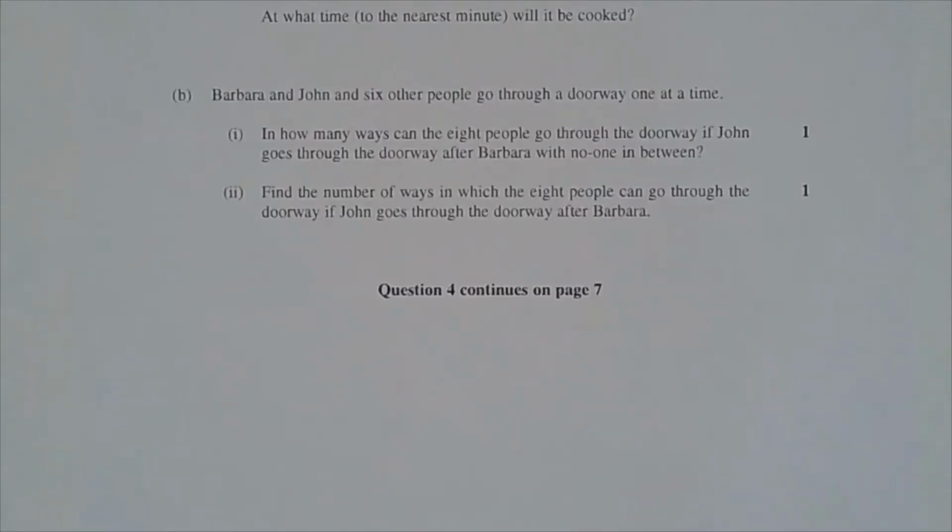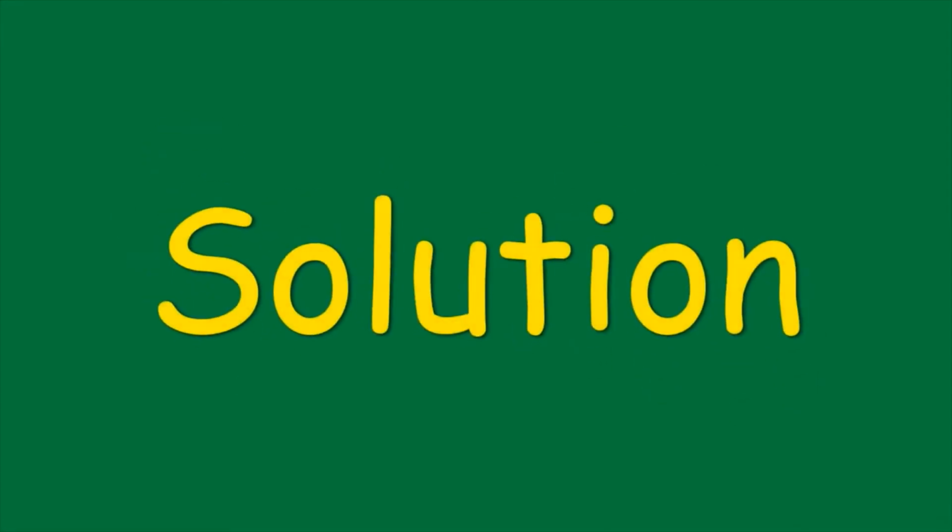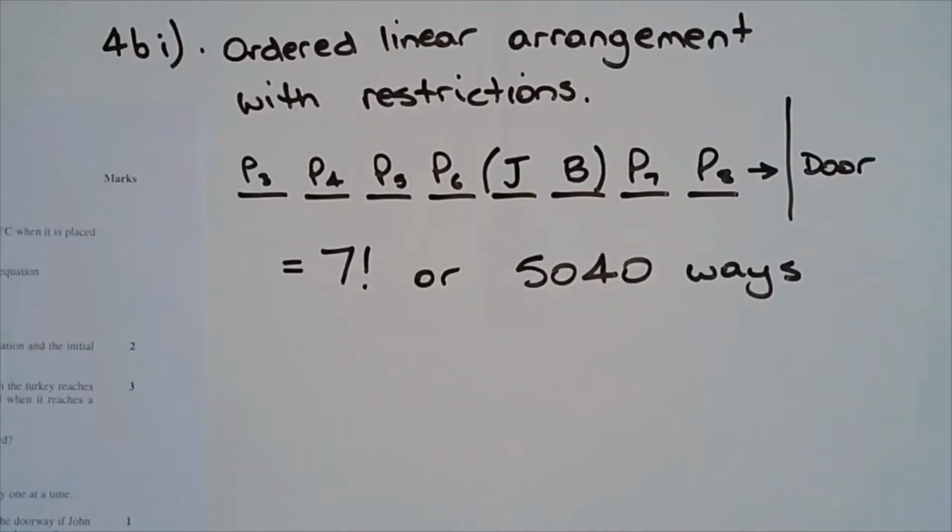Question 4b. Barbara and John and 6 other people go through a doorway one at a time. Part 1. In how many ways can the 8 people go through the doorway if John goes through the doorway after Barbara with no one in between? This is an ordered linear arrangement with restrictions, so permutations will be applied.